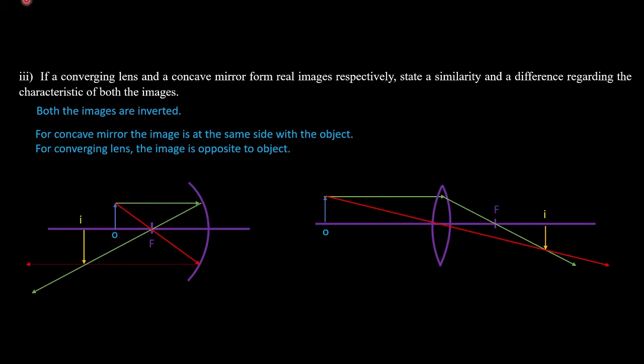Oh, okay. Now, part B. The diagram below shows an arrangement of a converging lens and a concave mirror. Here, I highlight this because in your exam paper it wrote concave lens.